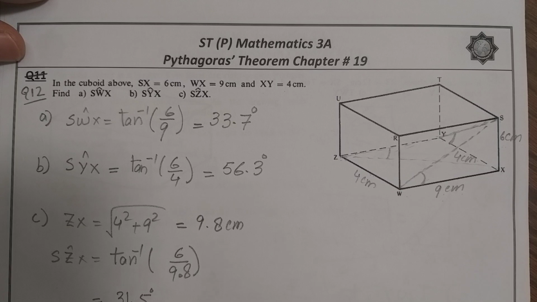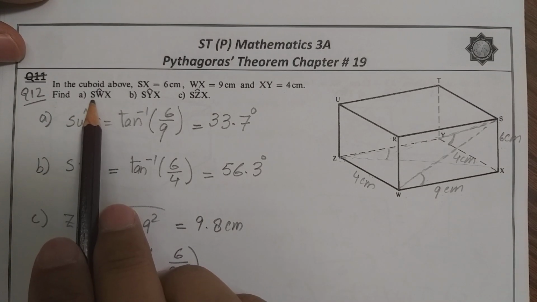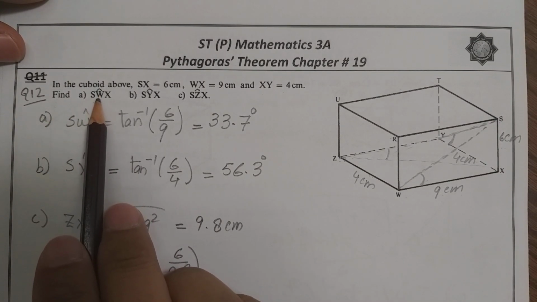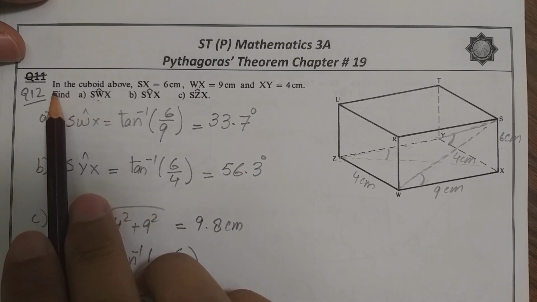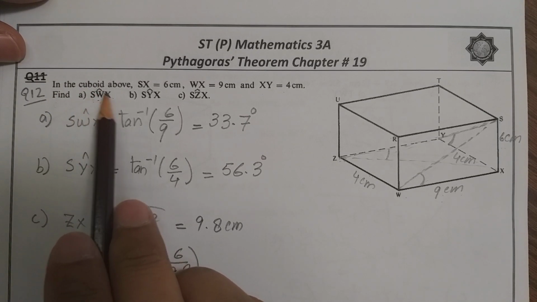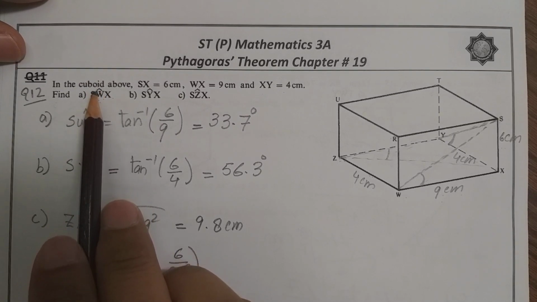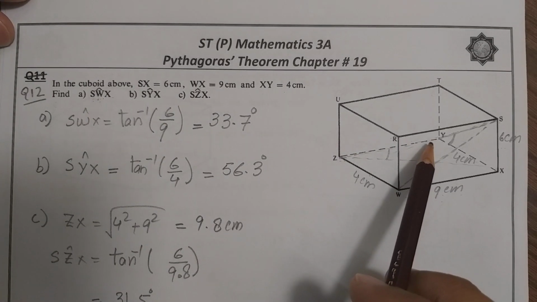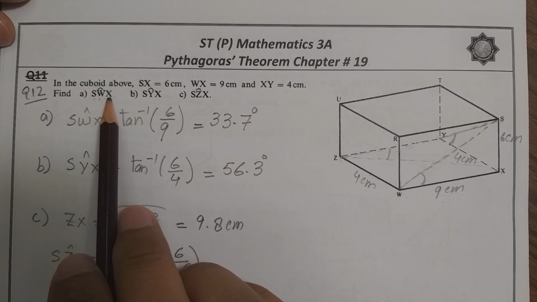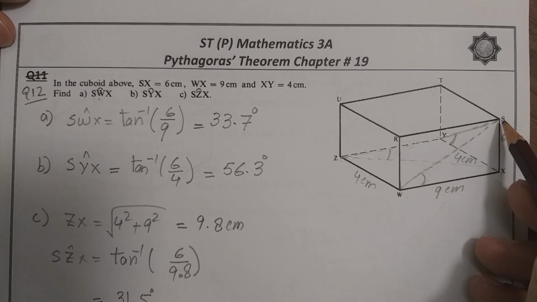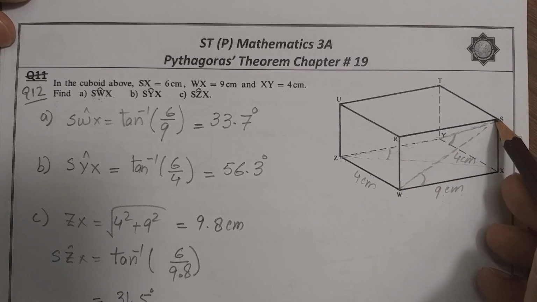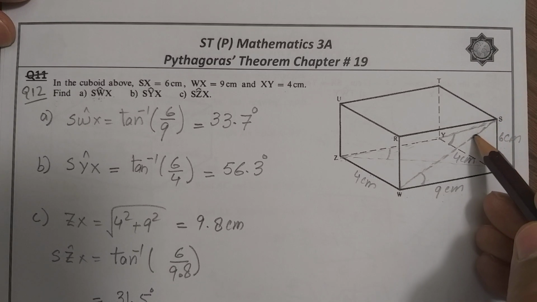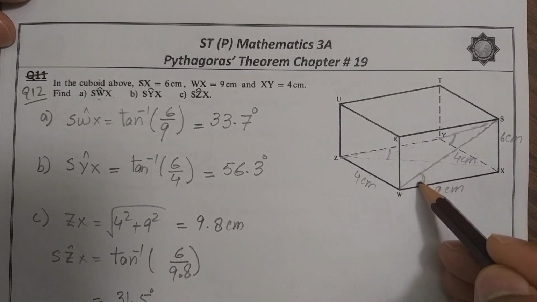Okay, let's start. In the first part, he said find angle SWX. Even if it is not mentioned, whenever they write find the angle SWX, the angle always stands on the second letter, the middle letter. So the angle is on W. He mentioned which part of the cuboid: the angle SWX. He joined this one with this, so we need to find this angle.